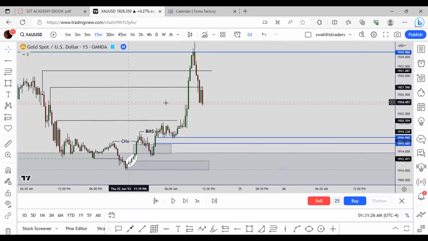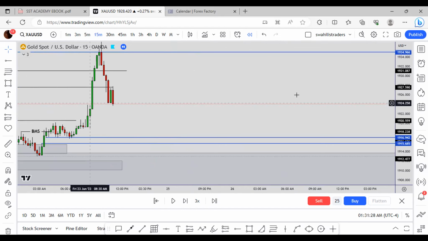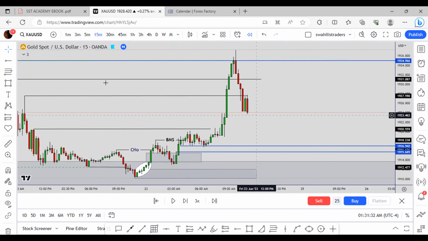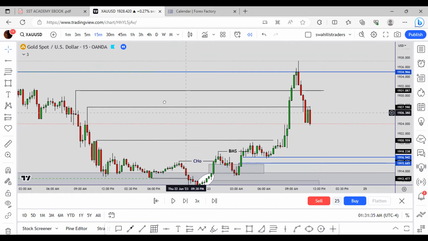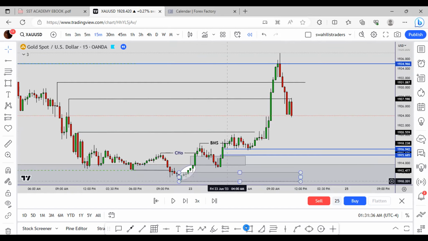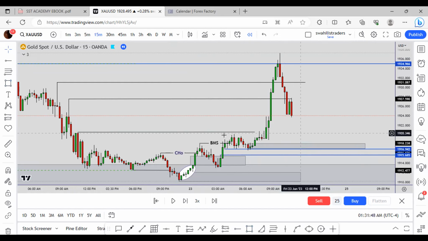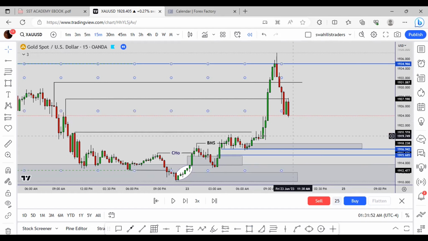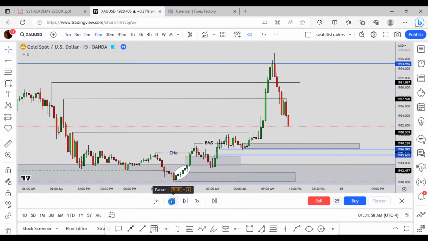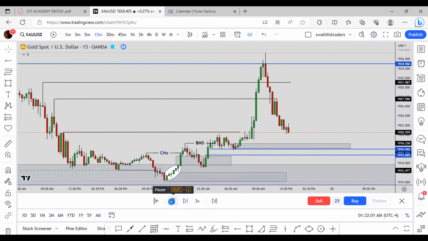So here, price was moving down after taking the previous day high. If you mark your order block, we have this nice order block here. If you wait for price to come and mitigate this order block, then you can start looking for buys. Price mitigated this on Monday.